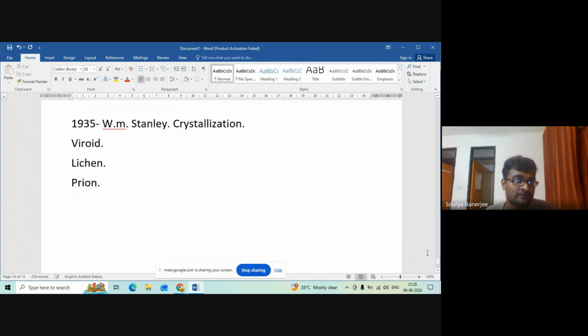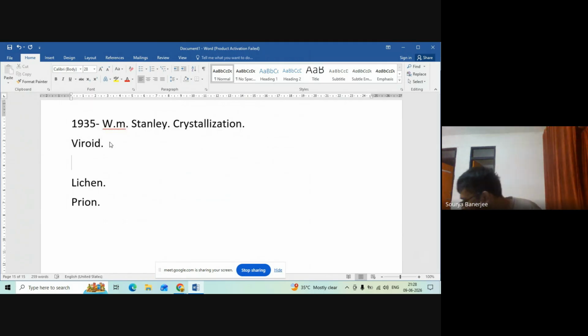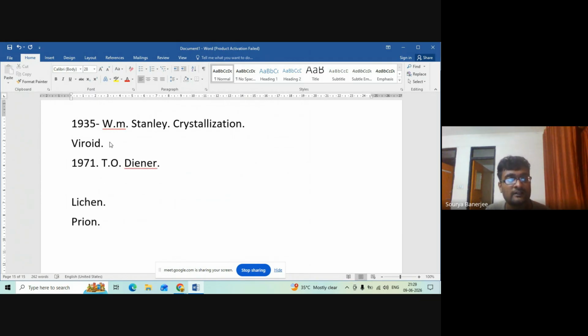Virus is over. Now coming to viroid. In case of viroid also, there is a date you have to remember, that is 1971. T.O. Diener discovered it. Please remember that the size of viroid is similar to the virus. But what is the difference? It has only RNA, it can't have DNA. And it is of low molecular weight.